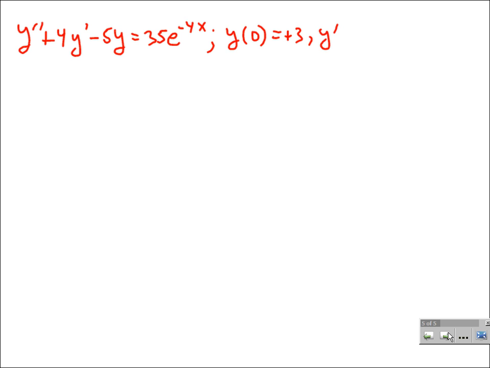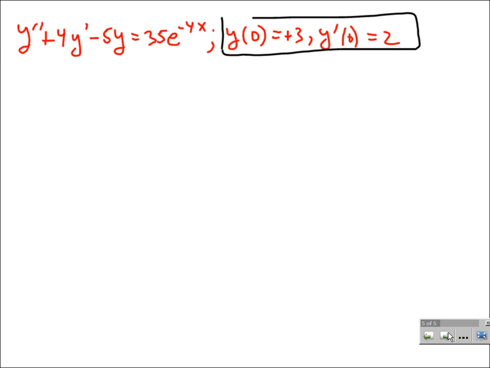Suppose you're given that y double prime plus 4y prime minus 5y is 35e to the say negative 4x. We'll make this an initial value problem. Y of 0 is, call it positive 3, and the derivative at 0 is 2. Let's not worry till the very, very end about the initial conditions.